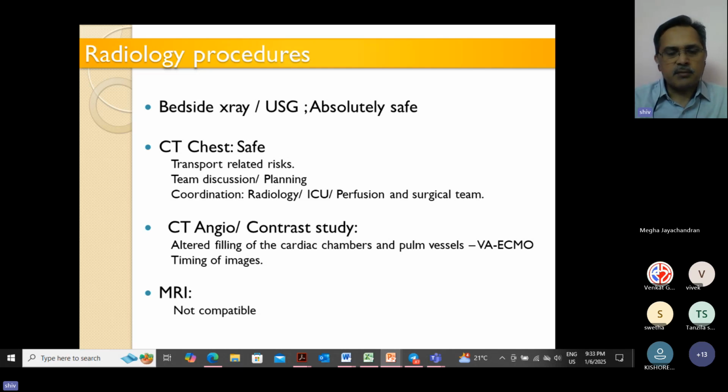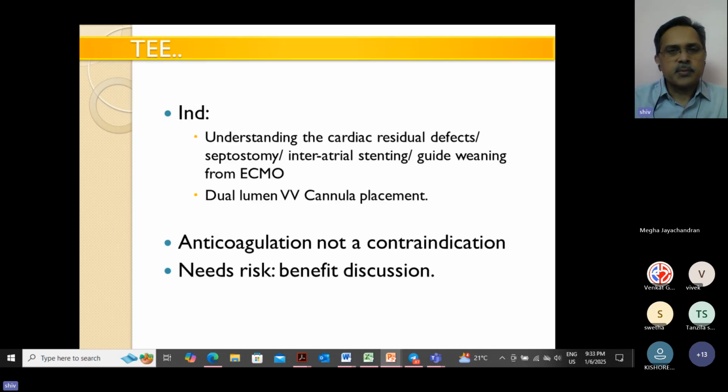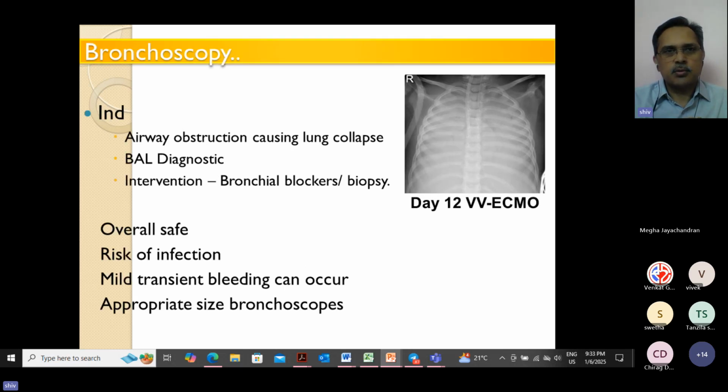Of course, MRI, we don't have MRI compatible machines, so that will not be possible when we are on ECMO. Transesophageal echo is another thing that can be done, but commonly we end up doing transthoracic echo. Anticoagulation is not a contraindication. It helps us understand a lot of residual defects in the heart, helps guide the septostomy procedures done by the surgeons, and is very useful for weaning from ECMO when the cardiac function can be better assessed. So it needs a risk-benefit discussion if we are going to be using transesophageal echo.